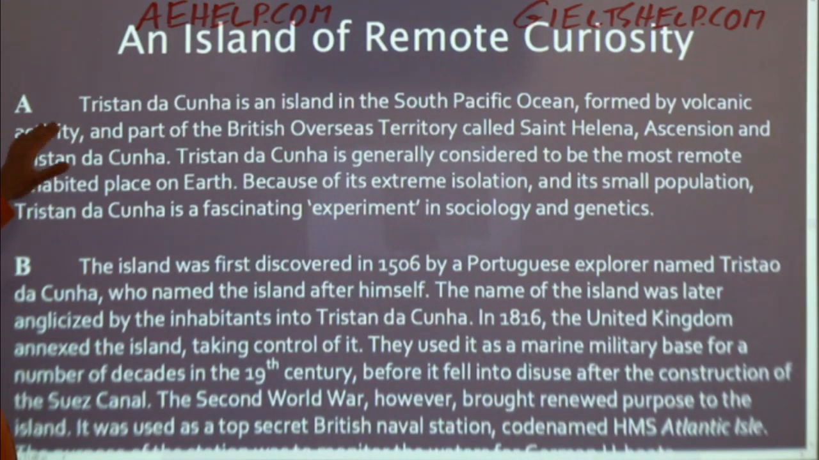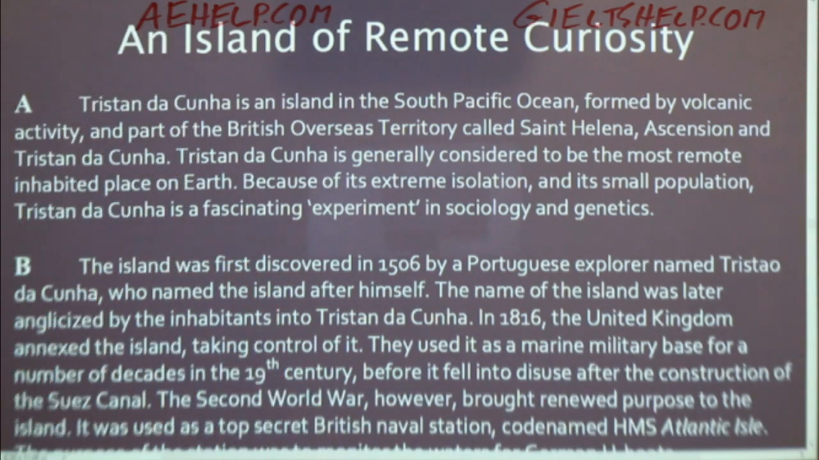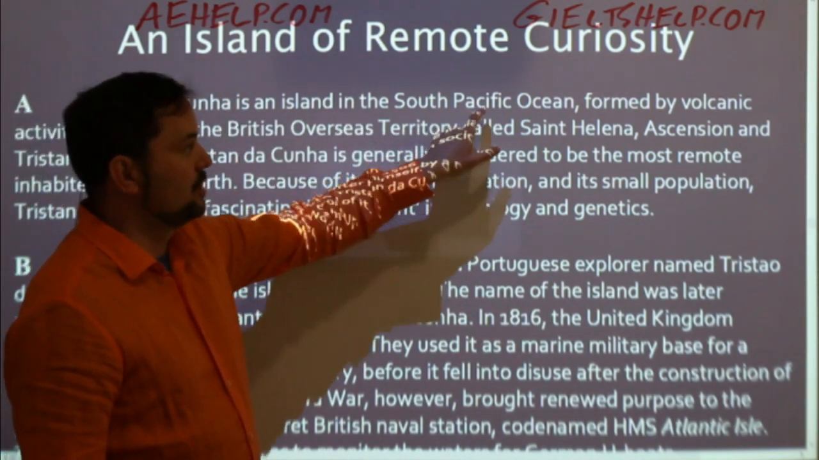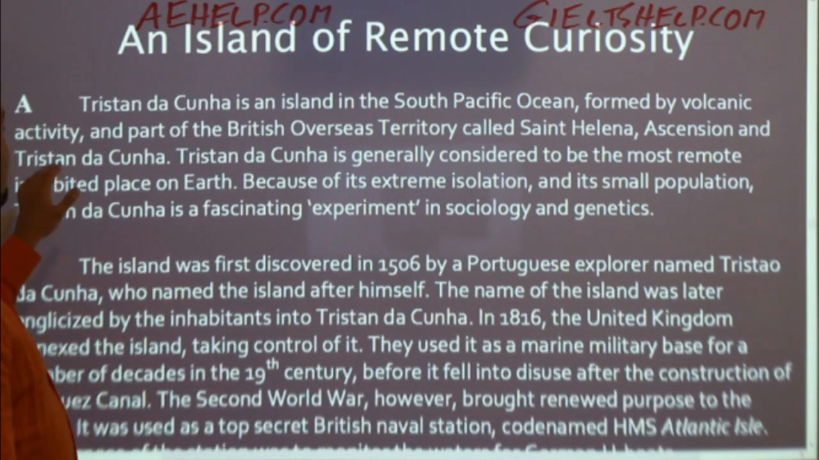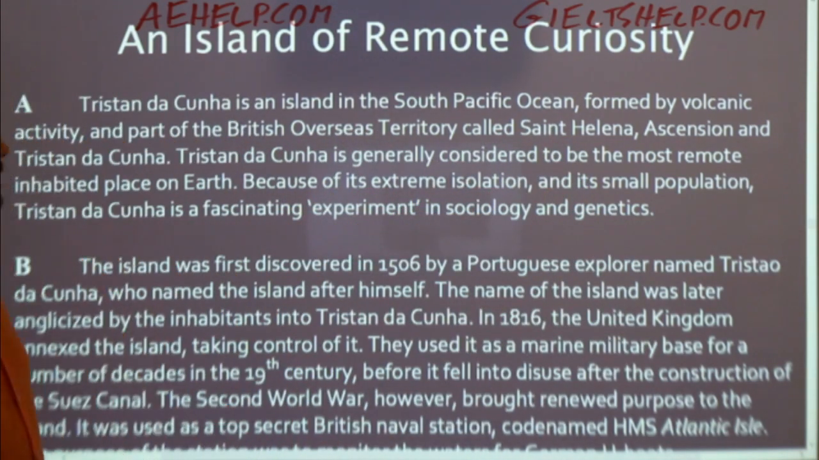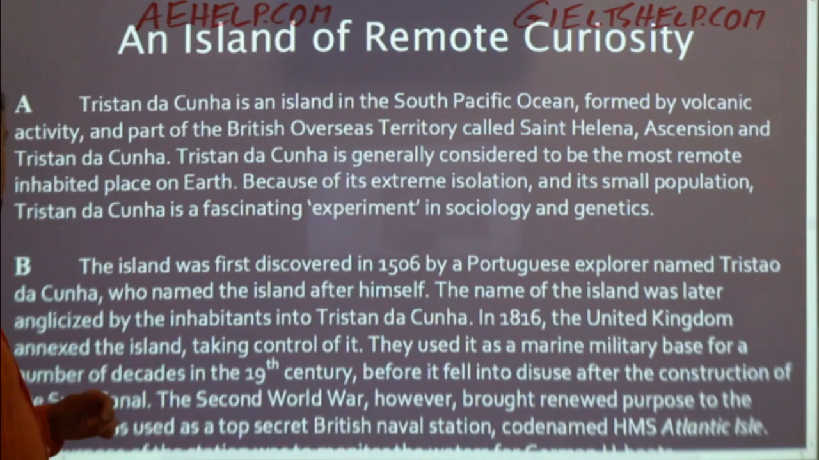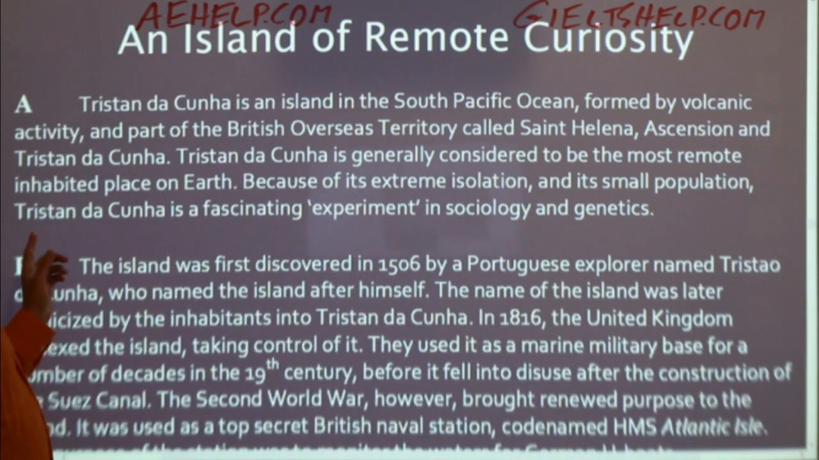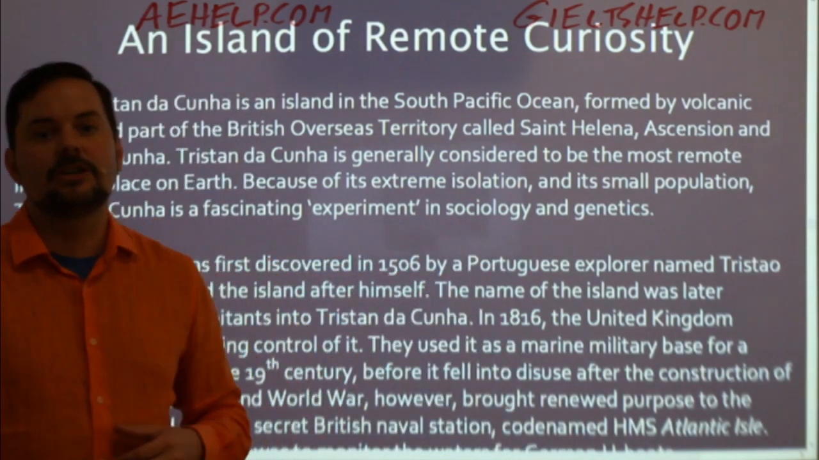All right, so read with me again together. Now your goal here is comprehension, okay? So let's try to comprehend what we're reading. Tristan de Cunha is an island in the South Atlantic Ocean formed by volcanic activity and part of the British overseas territory called Saint Helena, Ascension, Tristan de Cunha. Tristan de Cunha is generally considered to be the most remote inhabited place on Earth. Because of its extreme isolation and its small population, Tristan de Cunha is a fascinating experiment in sociology and genetics.